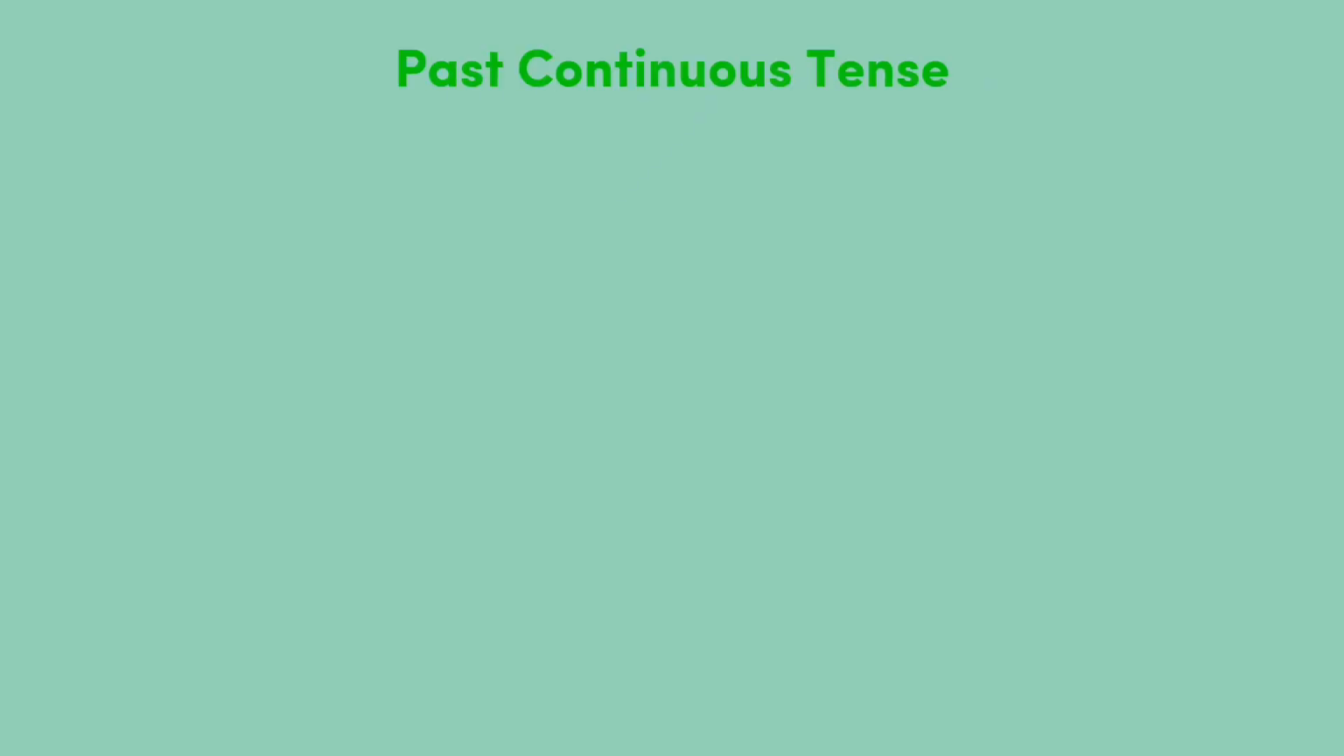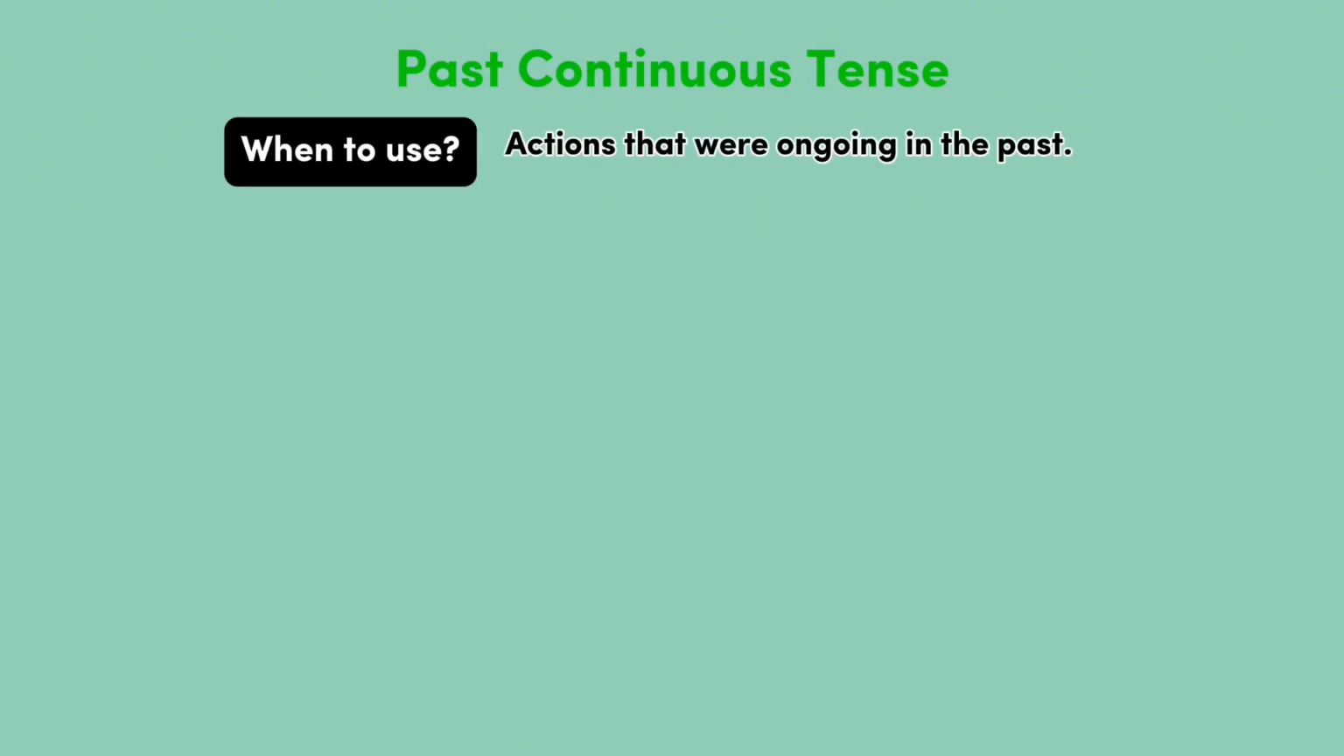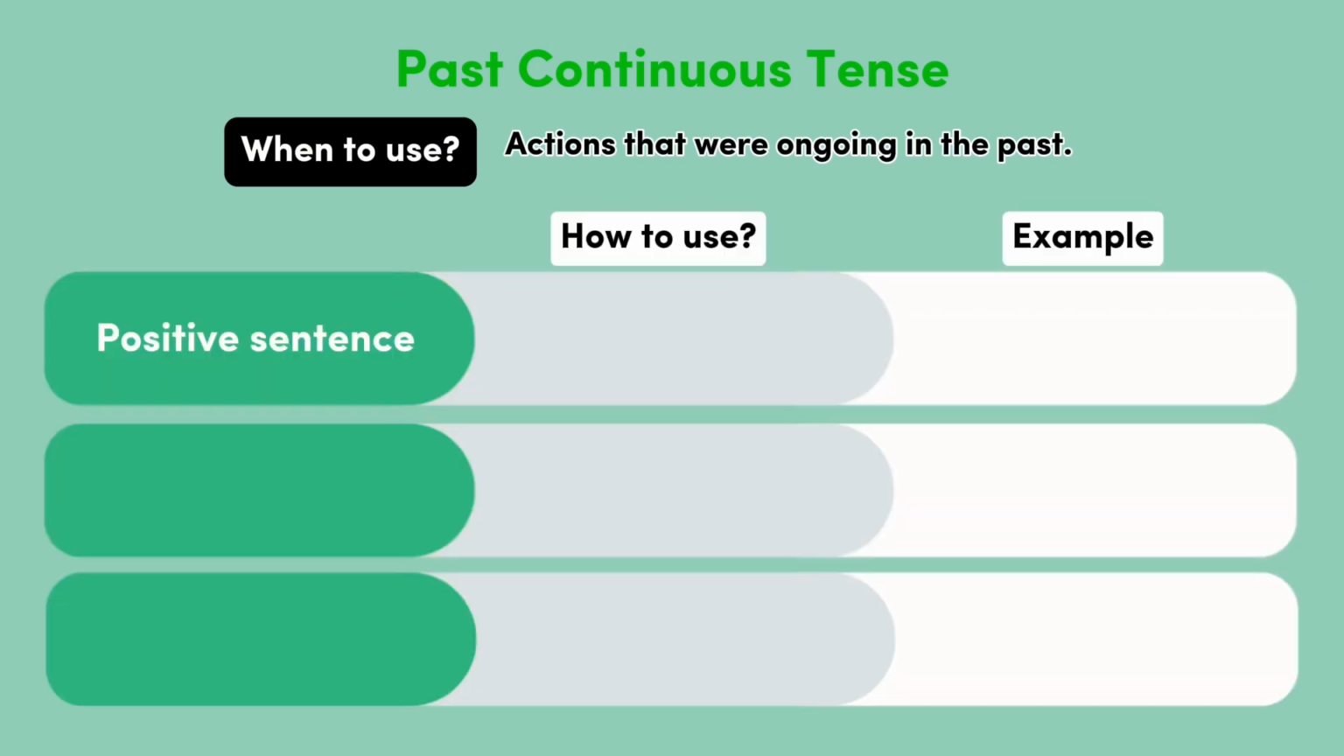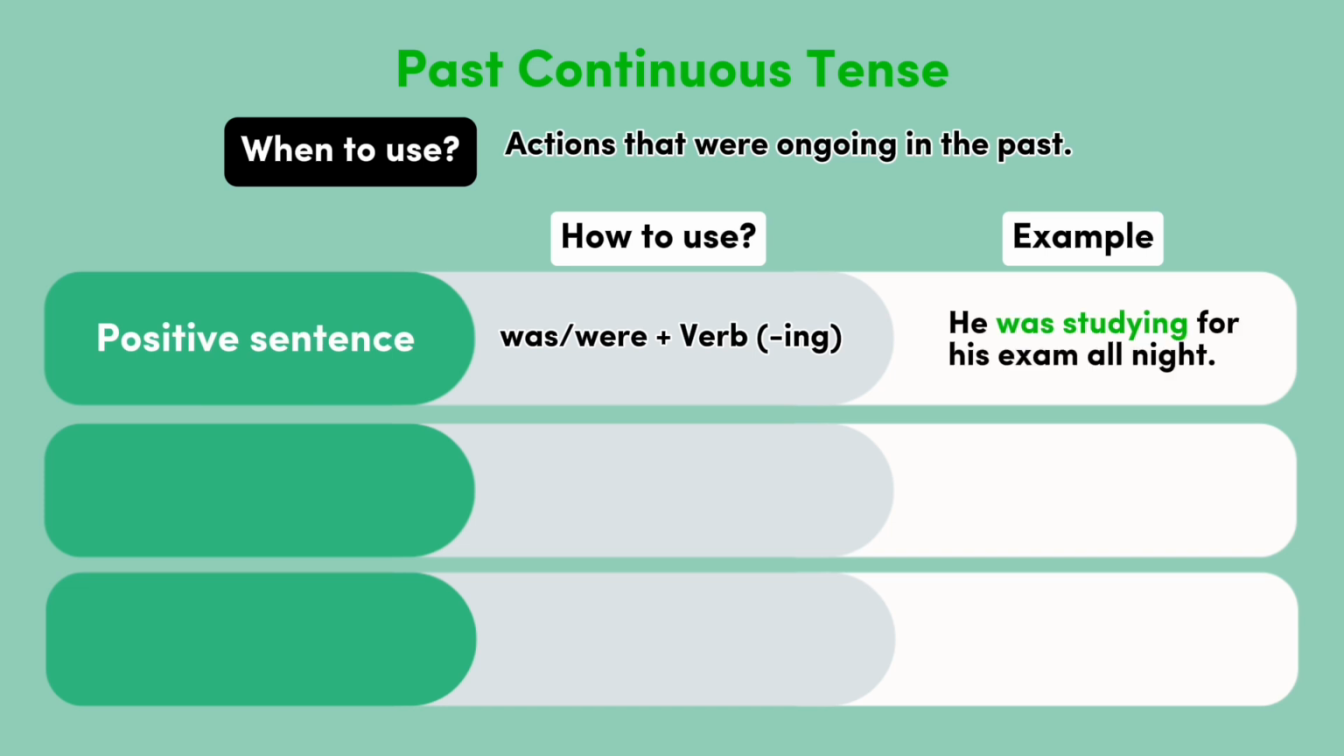The past continuous tense describes actions that were ongoing at a specific time in the past or actions that were happening around a particular time in the past. Positive sentences. Past continuous tense is formed by using was or were, depending on the subject, followed by the verb with -ing attached to it. He was studying for his exam all night.